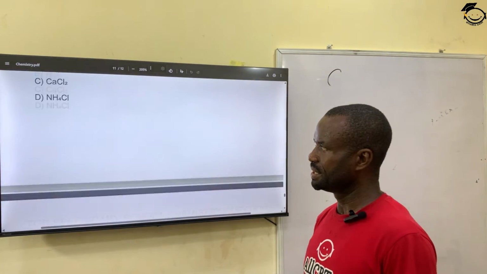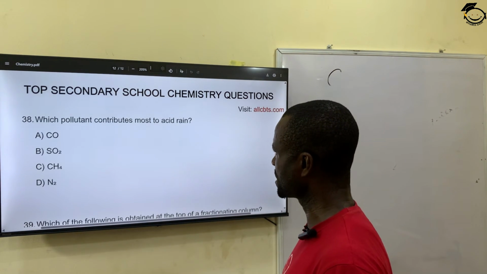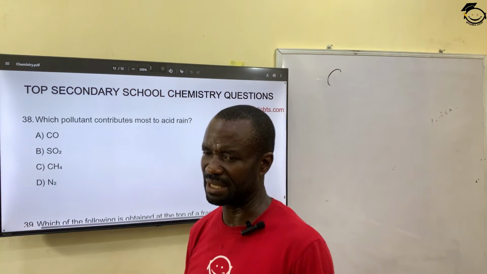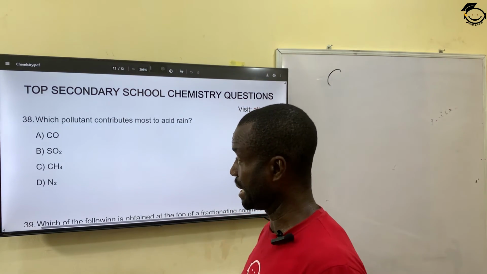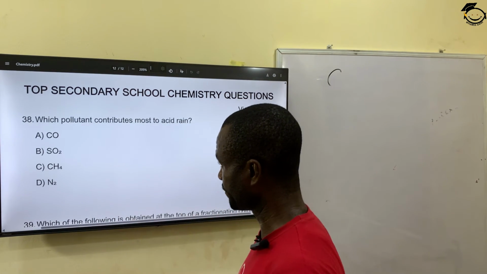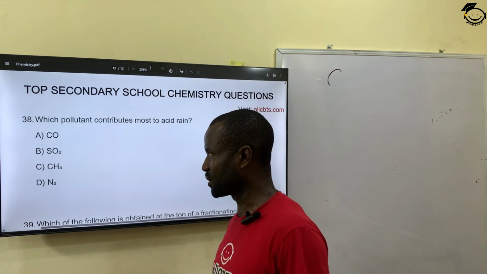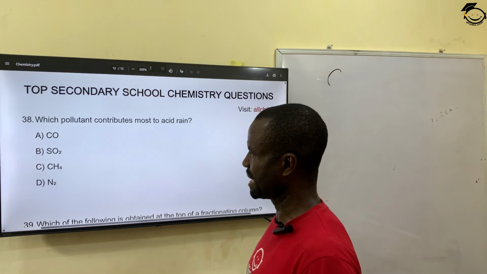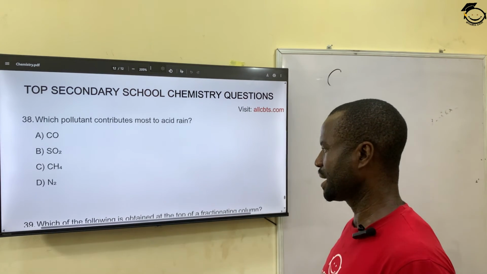Number 38. Which pollutant contributes most to acid rain? Acid rain is formed when water reacts with gases in air to form acid, especially during rainfall. A, carbon monoxide, B, sulfur oxide, C, methane, and D, nitrogen. The correct answer is B. Sulfur oxide reacts with water to form sulfuric acid, which is called acid rain. It causes acid rain.